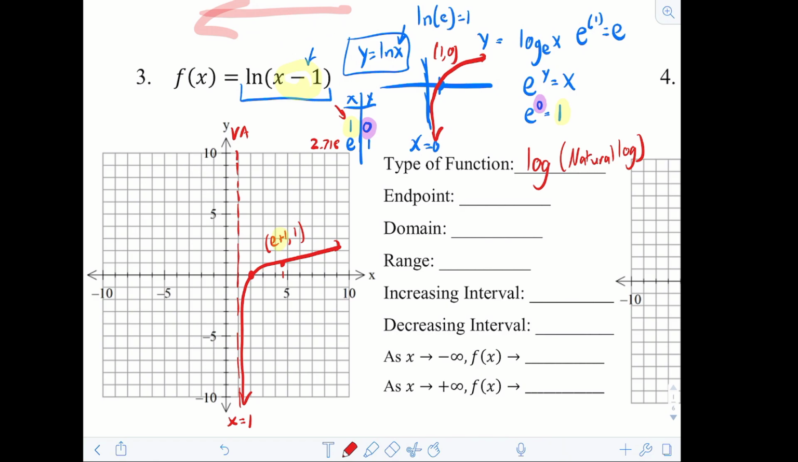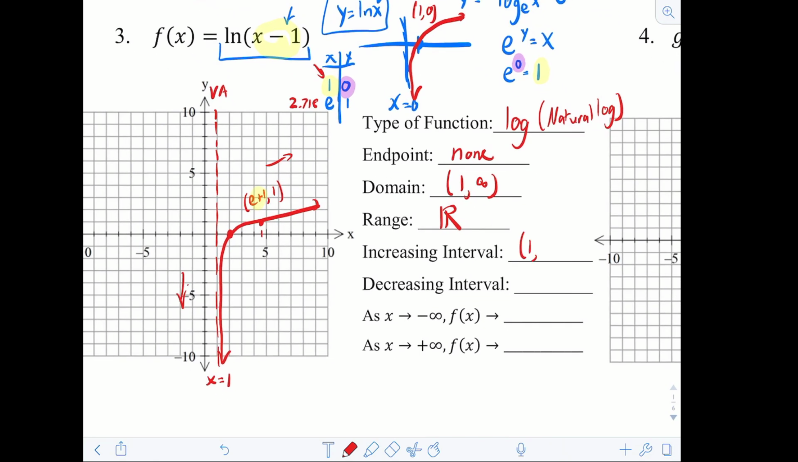My endpoint, there is none, because the graph just keeps on going forever in either direction, right? Whether it be negative infinity or positive infinity for the y values in those types of locations. So domain, the domain is going to be from 1 to infinity. Notice how I'm putting a parenthesis around 1, means I'm not including that 1 value. Range is going to be all real numbers. Increasing is going to be from 1 to infinity.